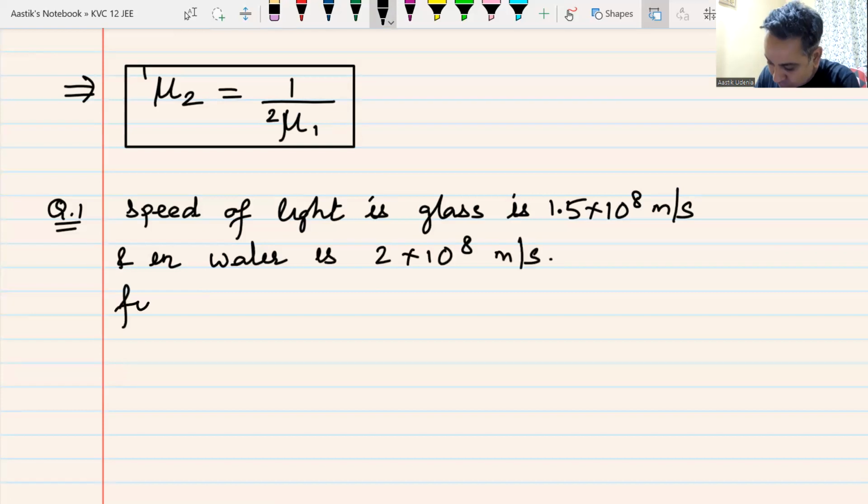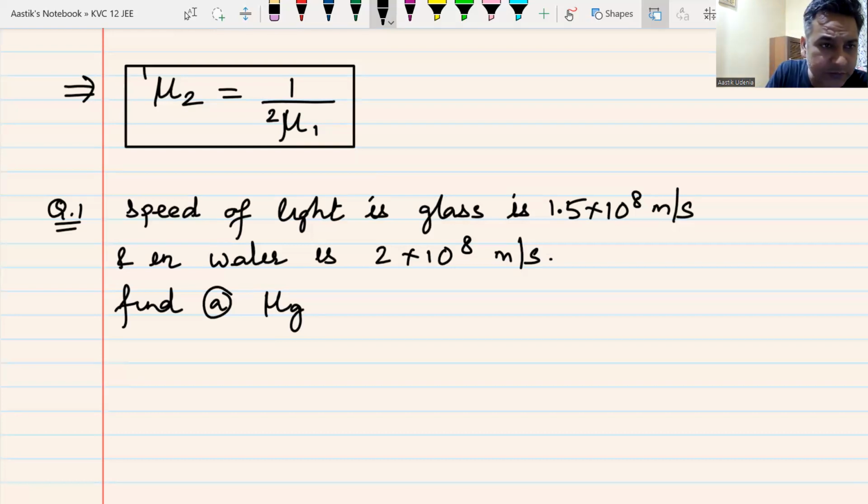Find, number A, mu of G. When I write mu of G, what do I mean? Refractive index of glass. With respect to what? With respect to air or vacuum. Well done, my dear friends.